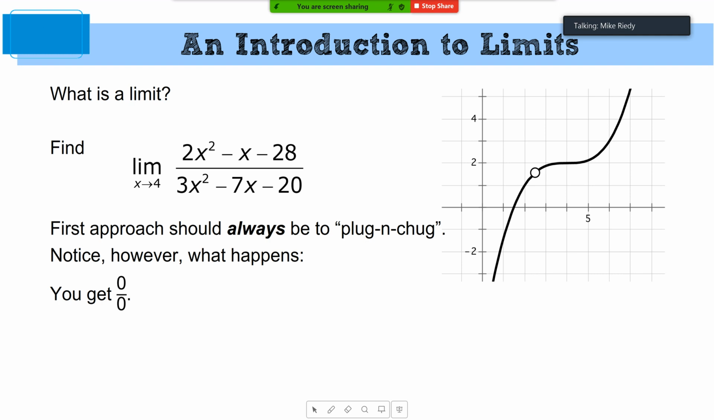Okay, so again, step 1, plug and chug. Now what do we do? Any ideas? We could just quit. Doesn't work. By the way, DNE is a common answer there. Does not exist.